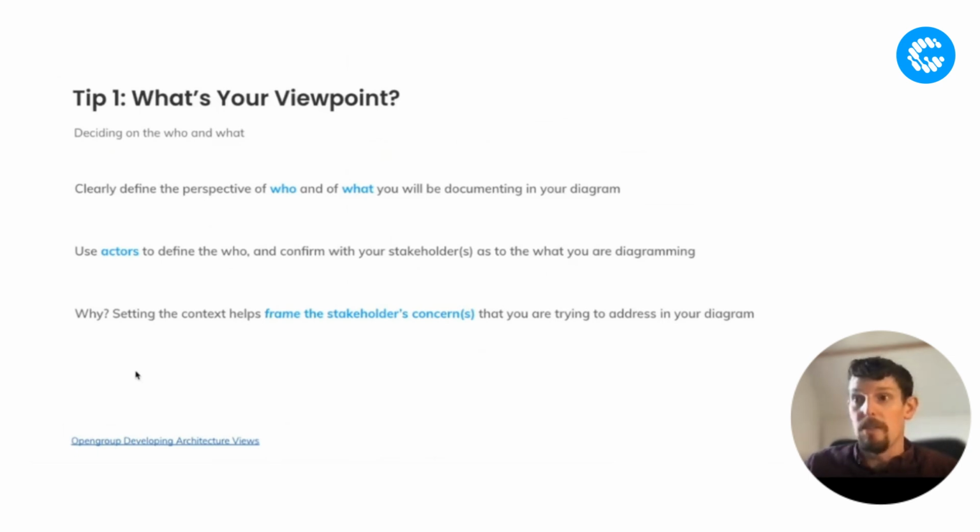And why do we do this? Because it really sets the context for what the diagram is telling the users and helps frame the concern of the stakeholder that we talked about earlier. So that's really what this who and what is.